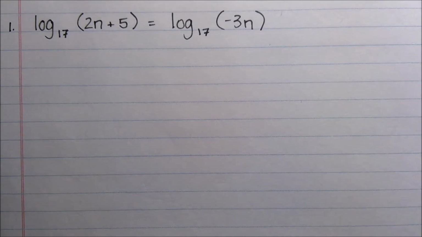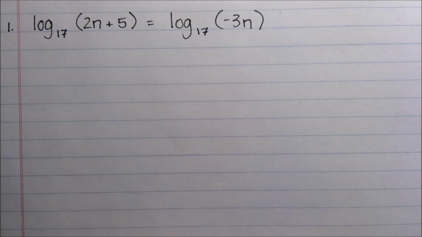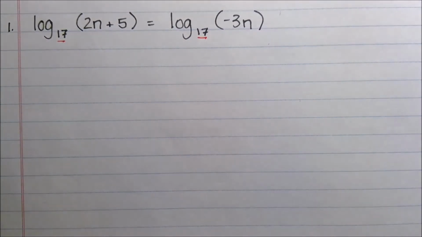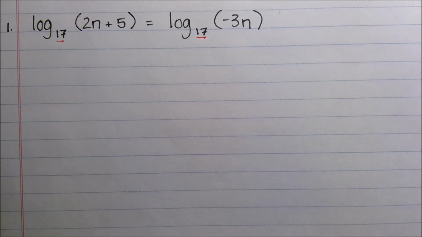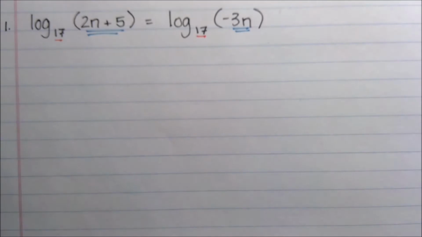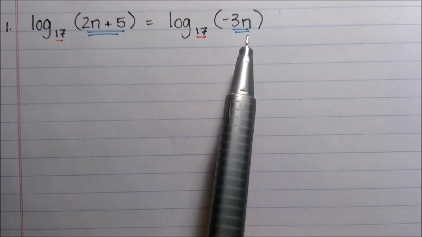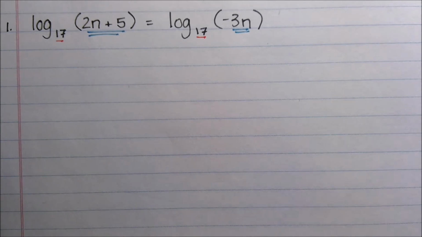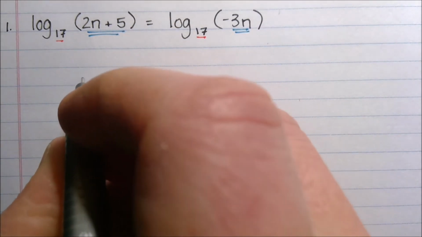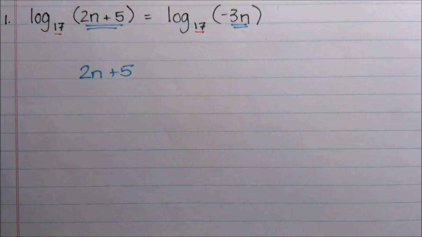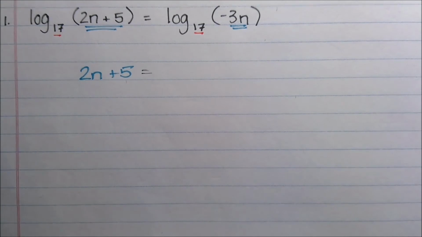The first thing to notice about this problem is that you've got logs on both sides. Right? So we can use the law of logs that says if the base is the same, which it is here, then the inputs must also be the same. They don't look the same, right? 2n plus 5 does not look the same as negative 3n. But since the bases are both 17, that means that we know that 2n plus 5 equals negative 3n.